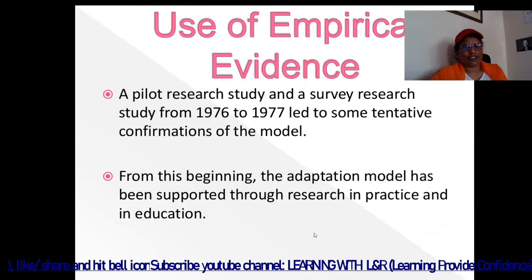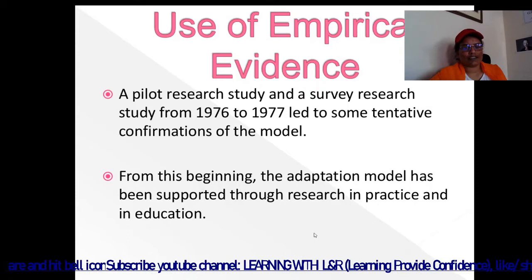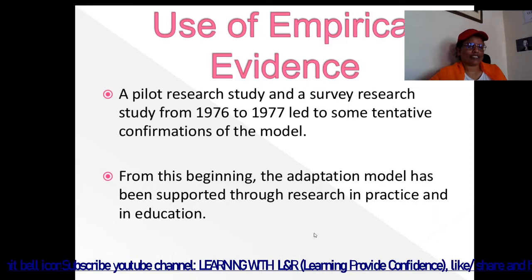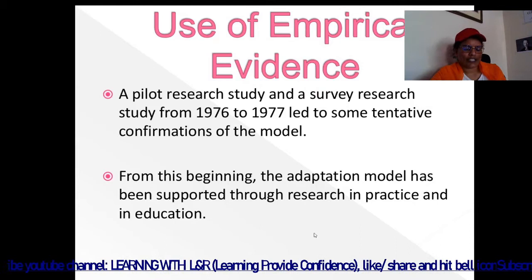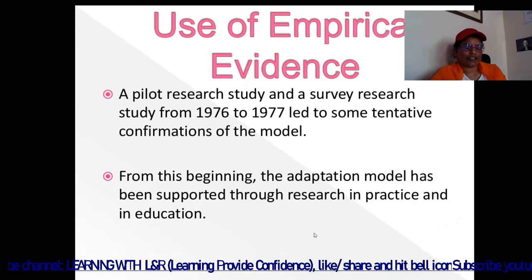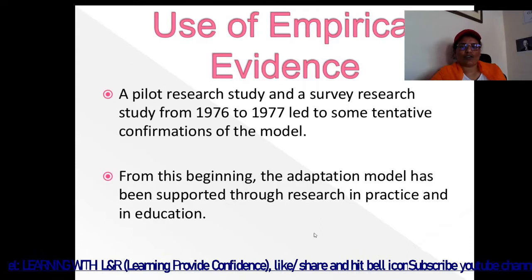When your seniors, fourth year or MSc second year or post basic second year, are doing their research project, before collecting the main data, they first try to do the actual research on a small group so that they can check their tool or any other intervention, and if needed, they can modify it. From this beginning, the adaptation model has been supported through research in practice and in education.